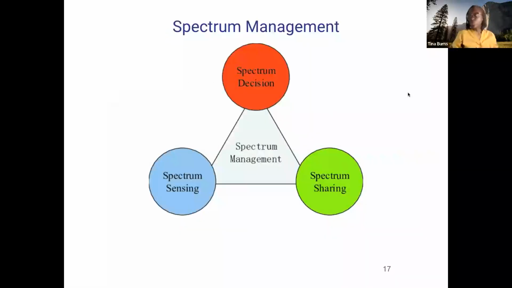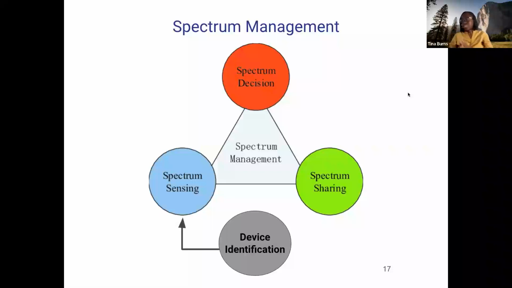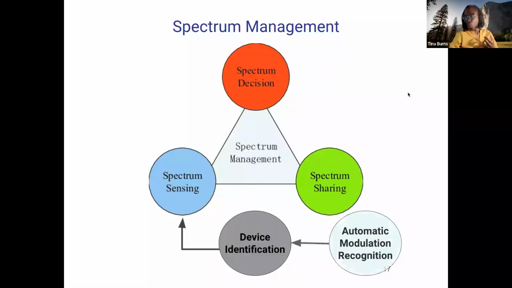So in order to do spectrum management, you're going to need a couple things, right? You're going to have to do spectrum sensing, meaning I'm monitoring that radio spectrum. When I'm sensing it, I need to figure out what device is transmitting and receiving. The one main thing for identifying those is automatic modulation recognition. Once I identify it, I can make a decision on what I want to do and then share the spectrum with other devices. This AMR technique is where my research comes in.